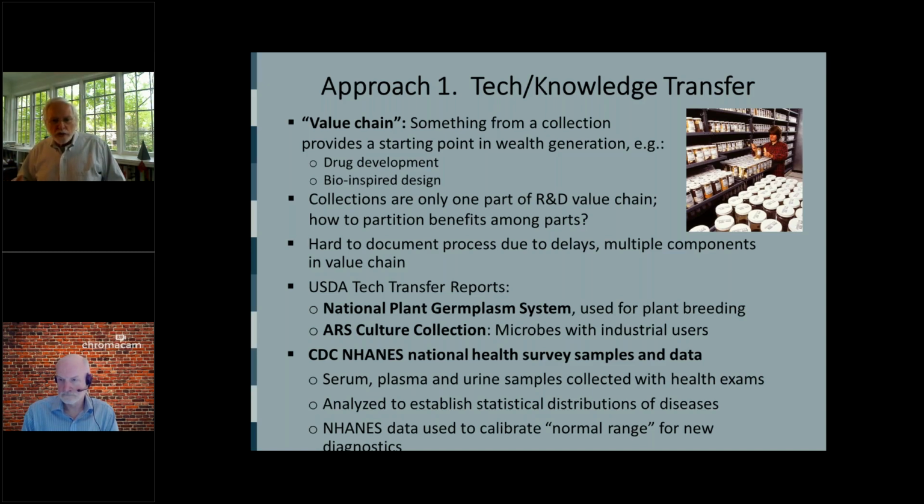NHANES, the National Health Survey collection, is heavily used by people who are developing vaccines and other drugs because they need a statistical sample to find out the presence in the population of a particular antibody, for example. So it's very important in determining how a medication is used, but it's only one part in the very long and expensive value chain of developing vaccines or other medications.